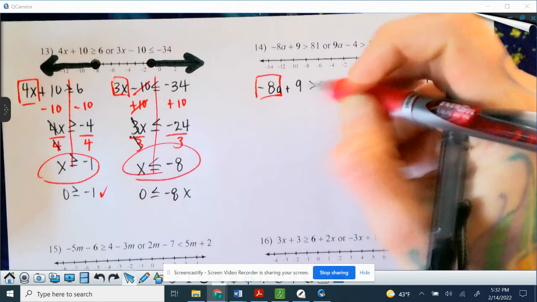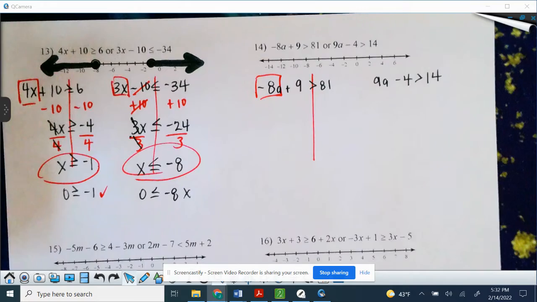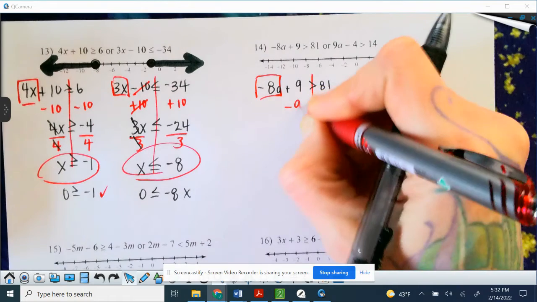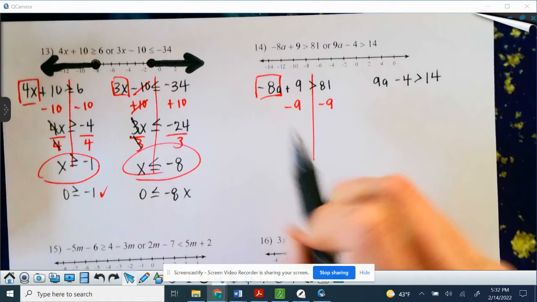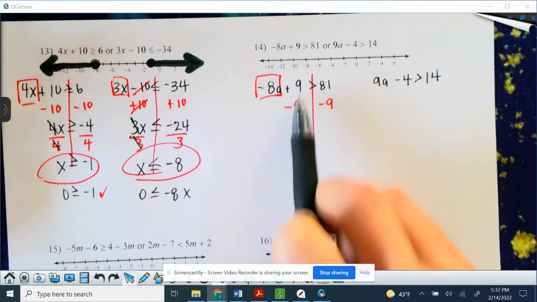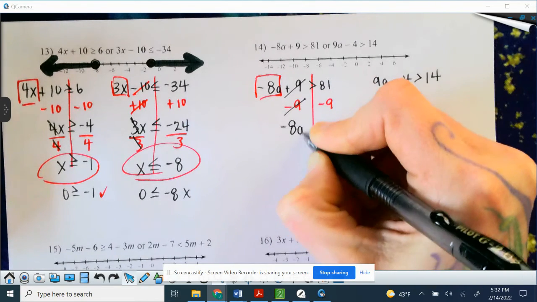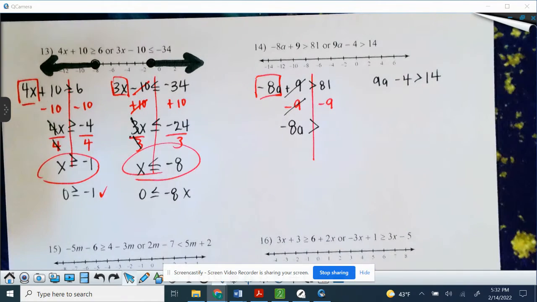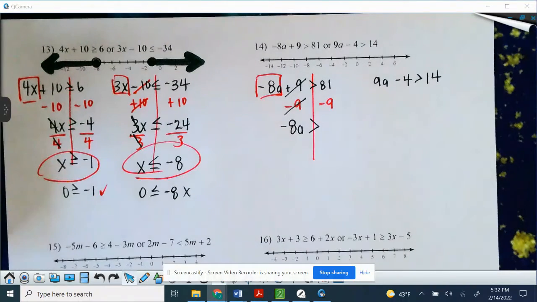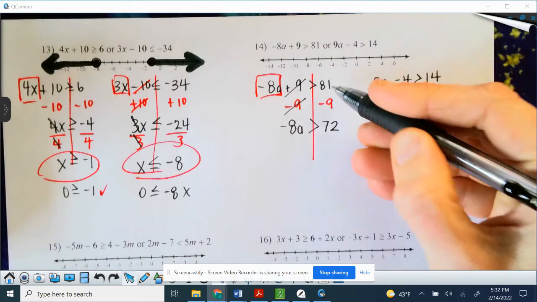All right, we're going to box in that -8a and move what's around it. So we're going to subtract 9 from both sides because that is a positive 9 and we want these to cross out. And -8a comes down. And then 81 minus 9 is going to give us a positive 72 because I had 81 and I lost 9.